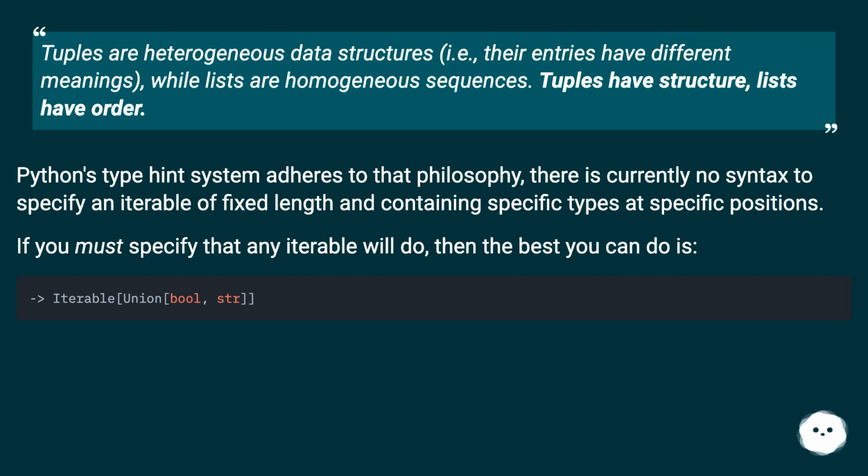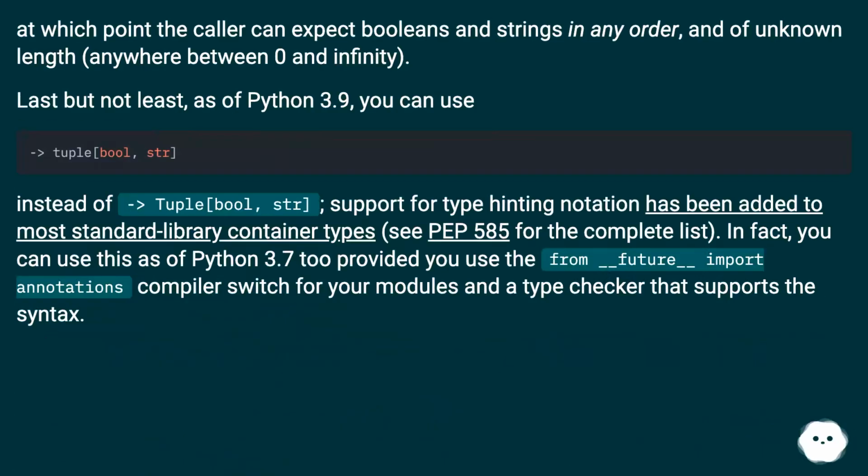If you must specify that any iterable will do, then the best you can do is Iterable[bool | str], at which point the caller can expect booleans and strings in any order, and of unknown length, anywhere between 0 and infinity.